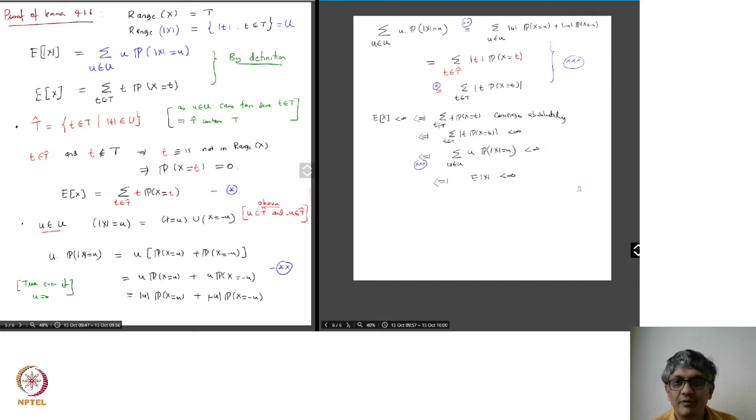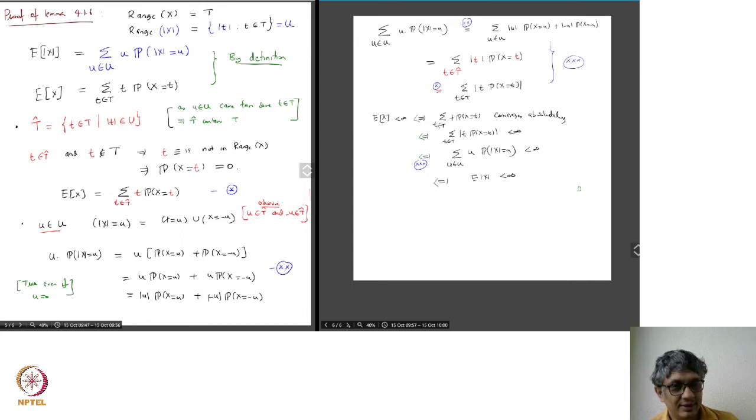So now the proof is a little tricky, even though it's an elementary proof. You have to be a little careful when you count things. So what you do is you look at the range of X. You call that T. Then the range of mod X, you call that U. Now you know that E of mod X is just the summation over u in U of u times probability mod X equals u. You know the summation of t times probability X equals t is the same as E of X. Then you have to connect this range U with T, that you know one way. The other way is you take T hat, you look at all the elements in capital T whose absolute value is in U.